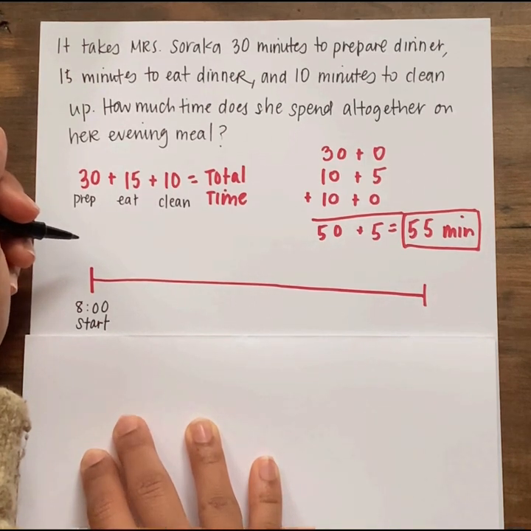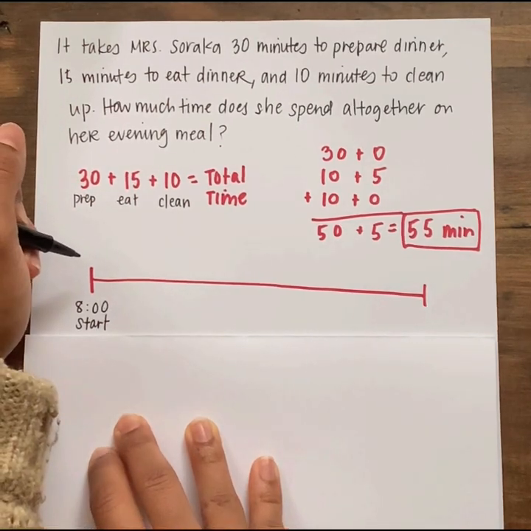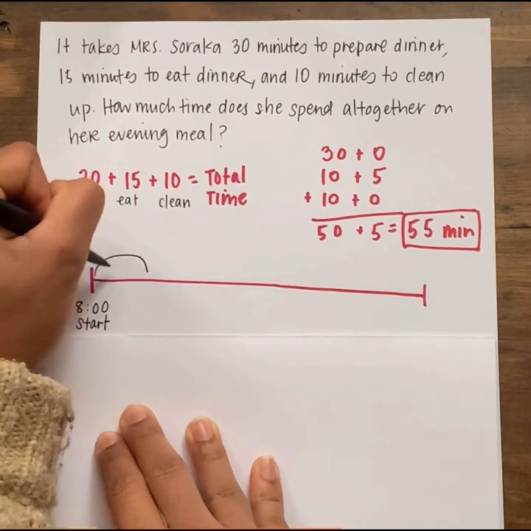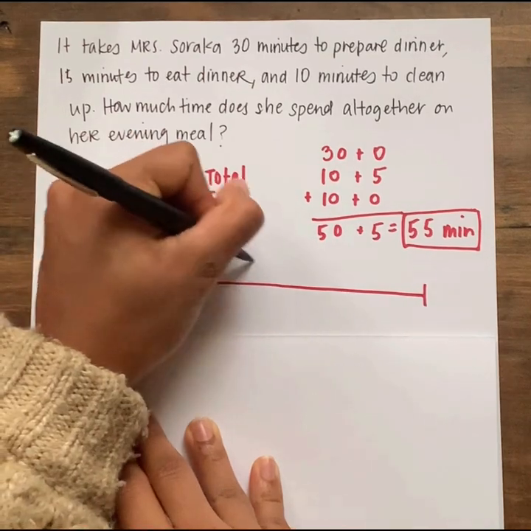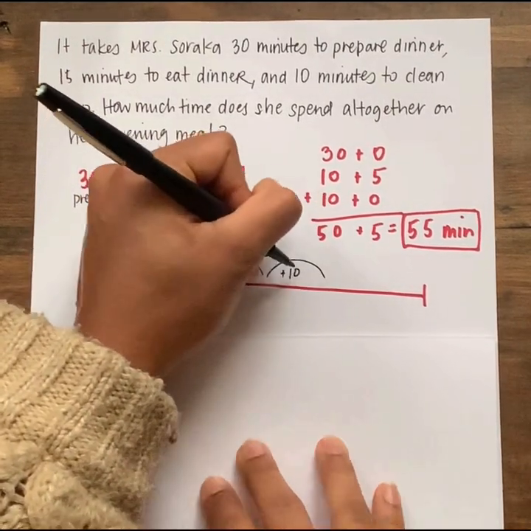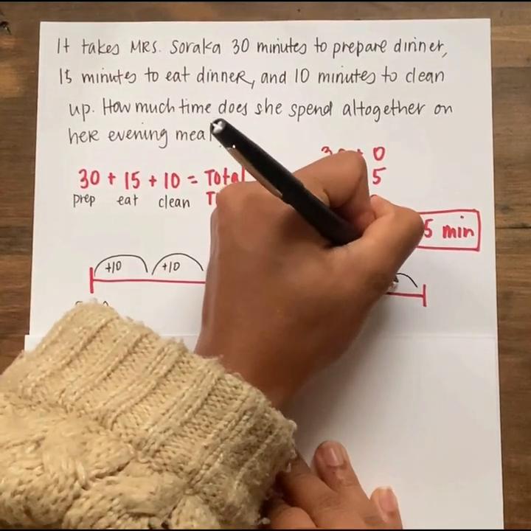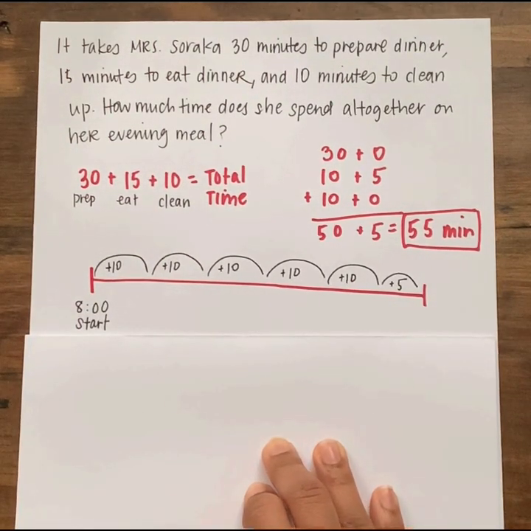That's right. I heard friends say we can make 5 jumps of 10 and then 1 jump of 5. Let's try that. 10, 20, 30, 40, 50, 5. All those jumps together equal 55.